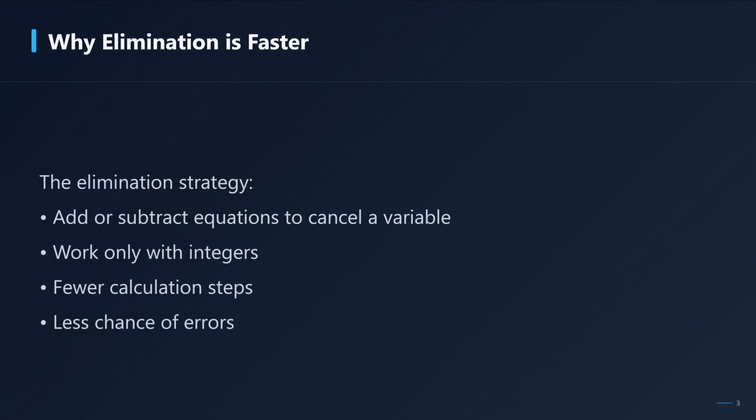The elimination method is different. Instead of isolating variables and substituting, we strategically add or subtract the two equations to make one variable disappear completely. We keep everything as whole numbers, which means faster calculations and fewer mistakes. Let me show you how it works.